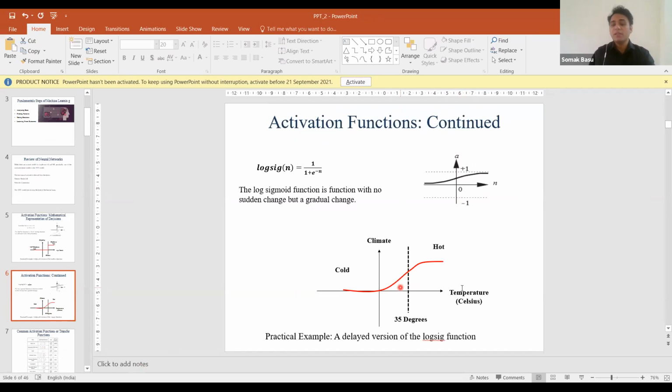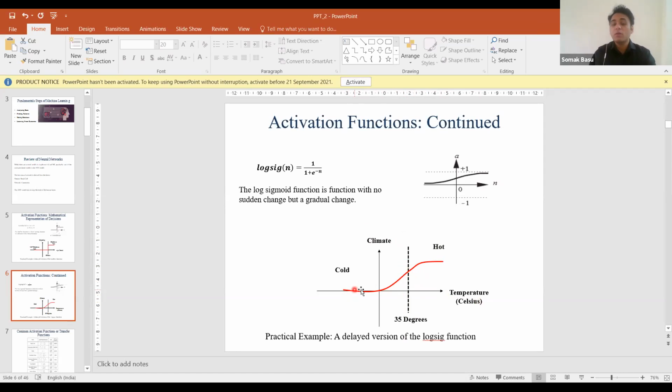In this example, let us say the x-axis denotes the temperature, and the y-axis maybe the climate or something. So for example, you have a threshold at 35 degrees Celsius. If the temperature is 35 degrees Celsius or above, it is hot. But that does not mean that a temperature of 34 degrees Celsius is cold. It's not so. There cannot be a sudden change. There has to be a gradual change.